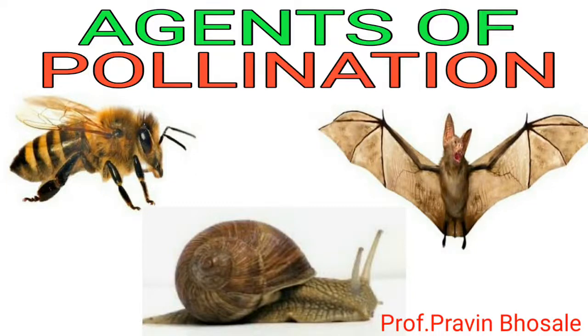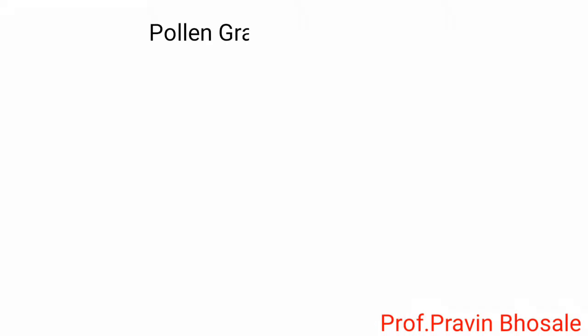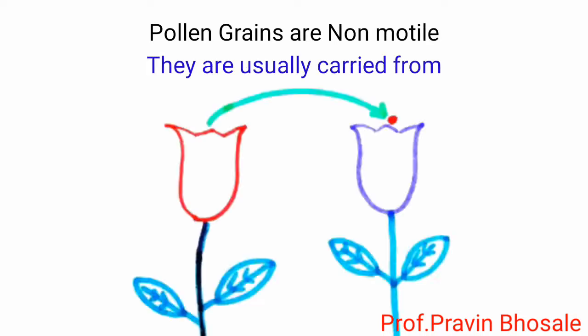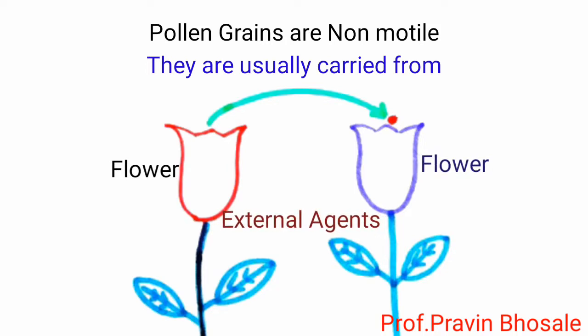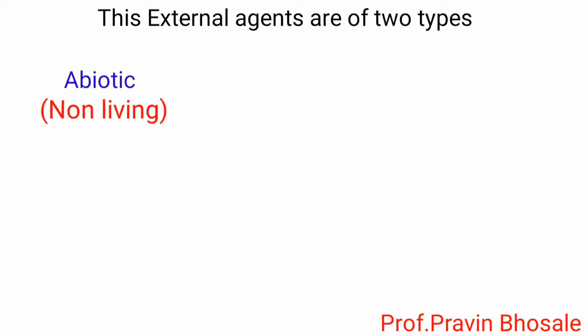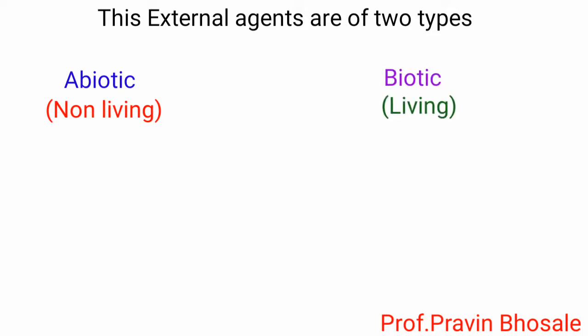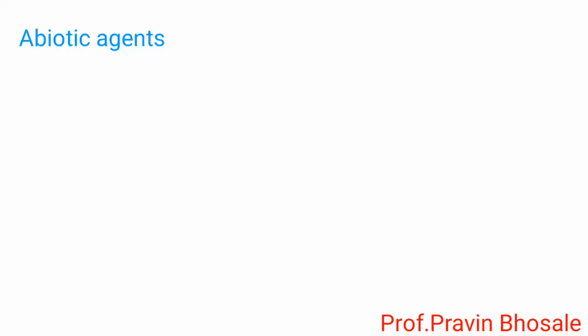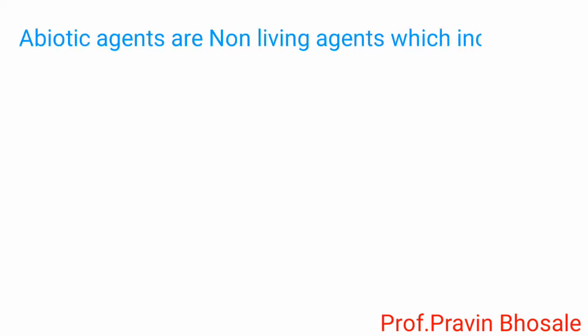Agents of pollination. Pollen grains are non-motile and they are usually carried from flower to flower by means of external agents. These external agents are of two types: abiotic, that is non-living, and biotic, that is living. Abiotic agents are non-living agents which include wind and water.